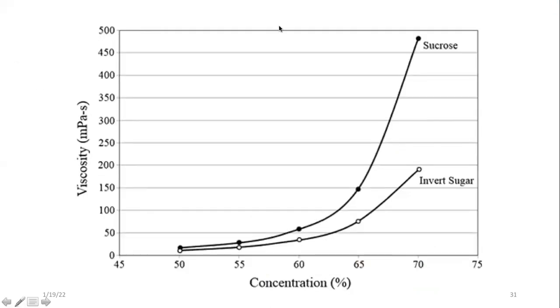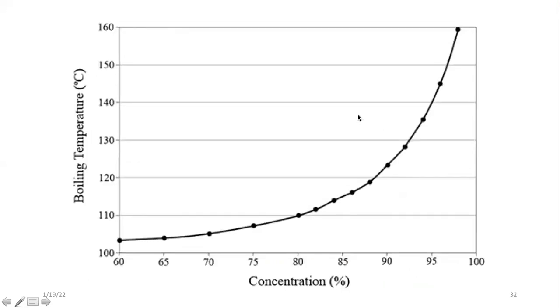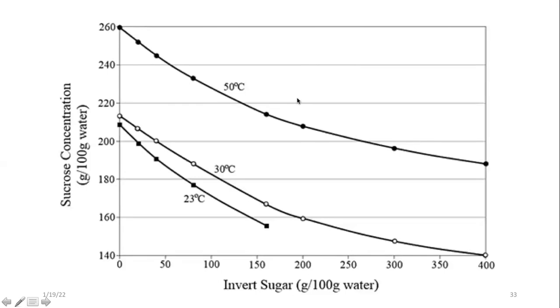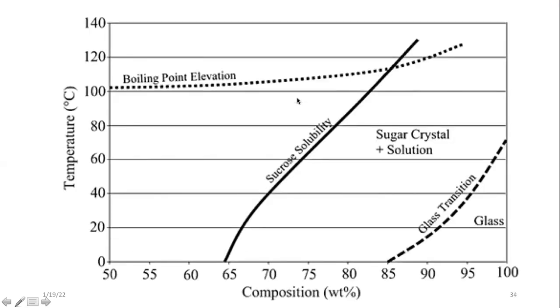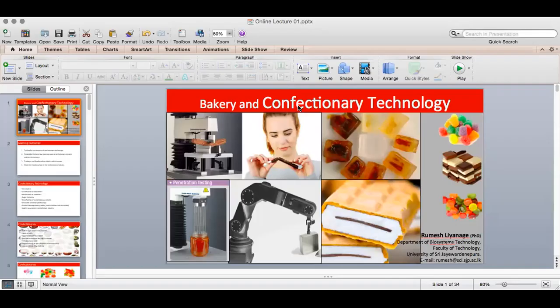And with these different parameters, you can get different concentrations, and viscosity may also change. Here you can see viscosity with different concentrations for sucrose and invert sugar, right? You can see how it changes. And when we increase the concentration of the sugar solution, the boiling temperature will also increase, right? Likewise, there are different factors, so you can understand these graphs easily. So I'm not going to explain this.